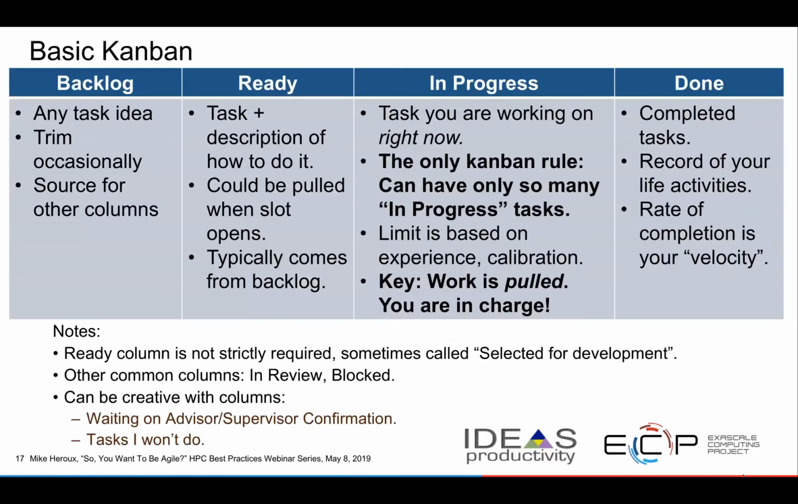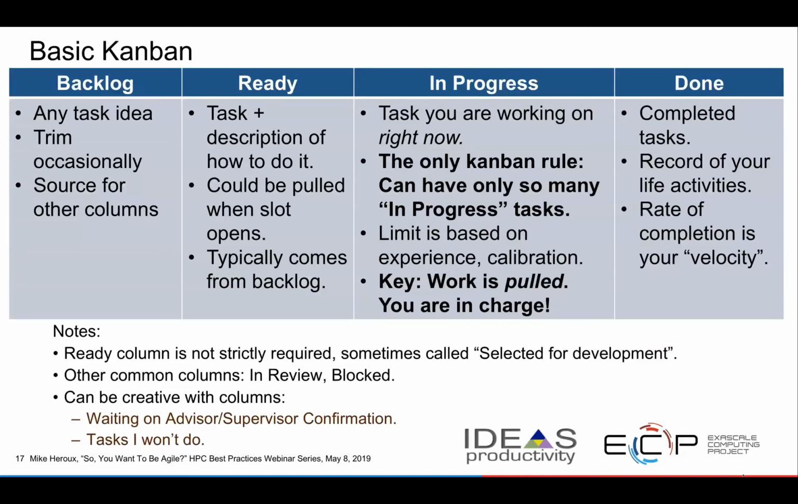Here's just a basic Kanban board. Again, I'm not going to go into detail because I have spoken about this in the past. But if you had a set of columns, a backlog, which is any task that you think you might want to do, the ready column is any task that would be ready to be worked on because you know what you need to do. It's well scoped. And then the in progress column is the things that you're working on right now, and then the done is what you've completed already. And you can add other columns.